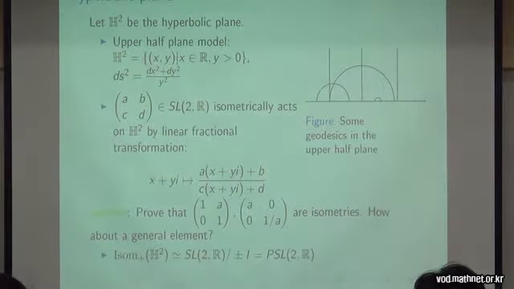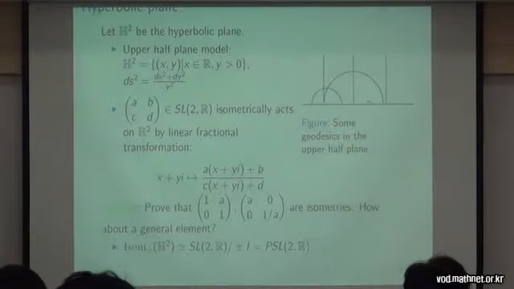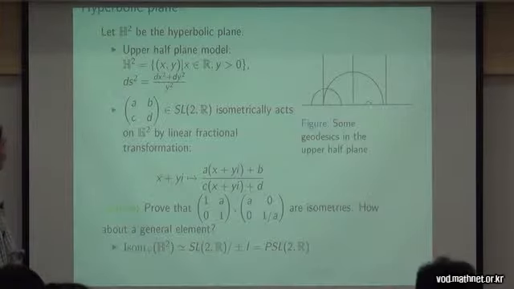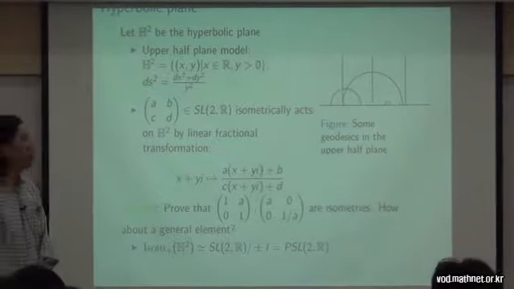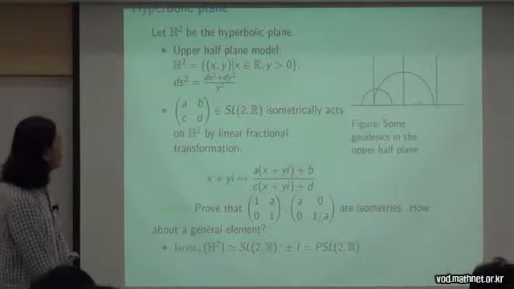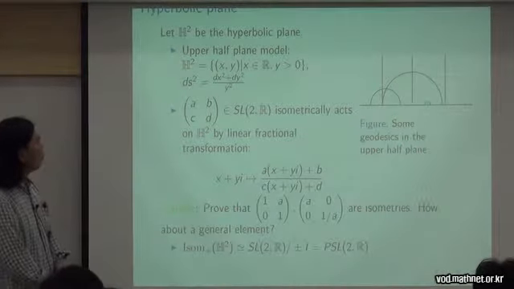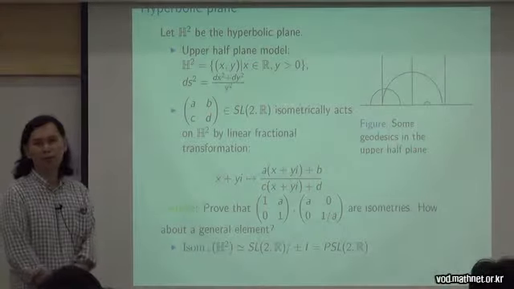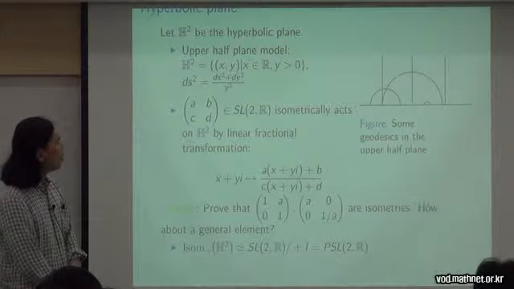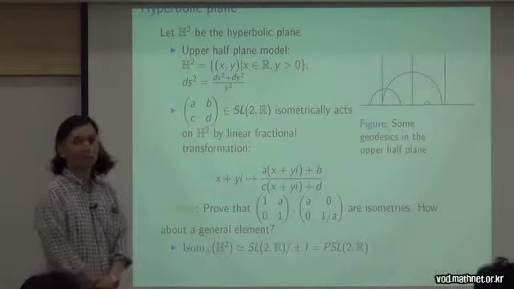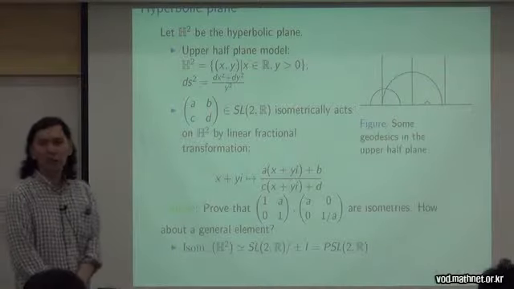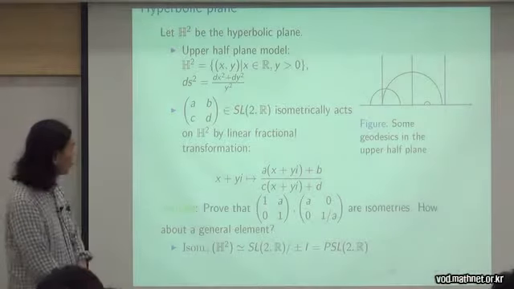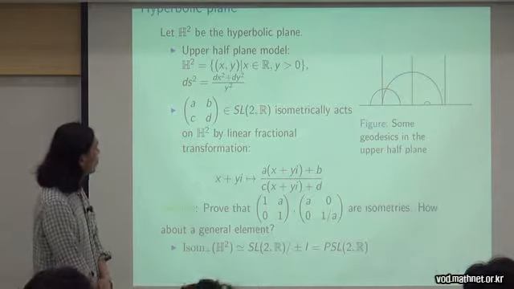Okay, so let me start with the hyperbolic plane. You have seen the hyperbolic plane this week, H2, and I chose the upper half plane model to define or explain what it is. So you take the upper half plane in the Euclidean plane above the x-axis, not containing the x-axis because y is strictly positive. It is a Riemannian manifold, but the metric is not Euclidean. I wrote down the metric here.